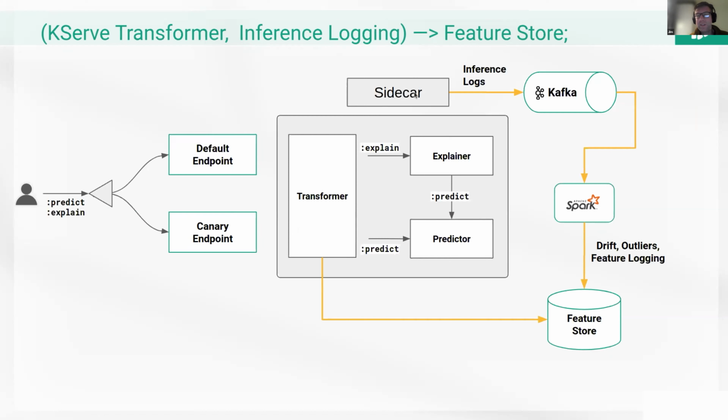We have a sidecar that can send these inference logs to Kafka running on our platform. And then you can have a Spark application that you do have to write, and that can write these inference logs to the feature store. It can also do monitoring as well. So you can look for things like drift and outliers. And you can also, of course, look for outcomes and try to write them to the feature store. And this is really closing the data AI flywheel, as we talked about earlier.